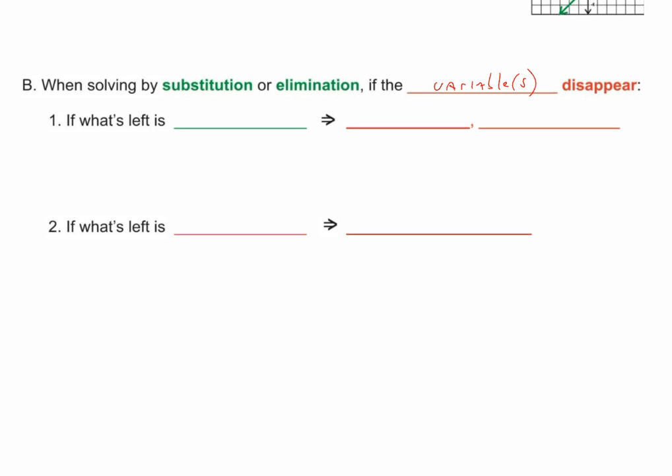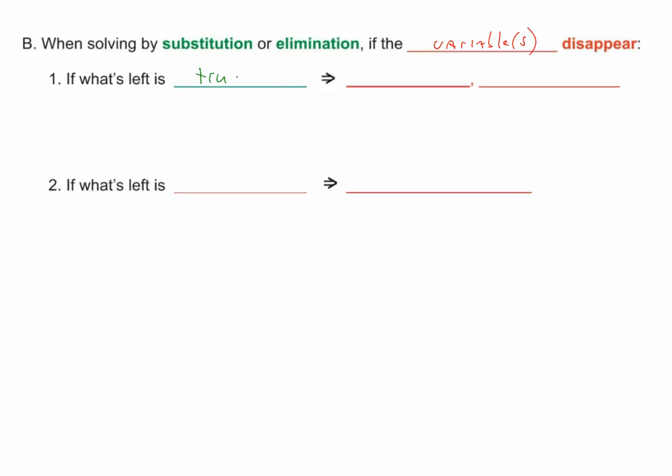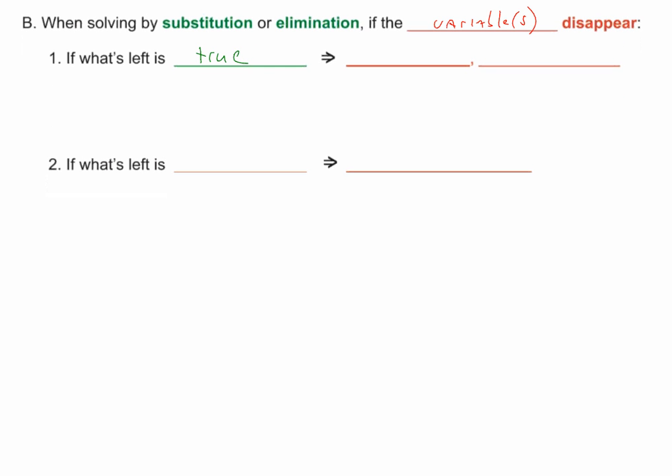It's really quite easy. If what's left is true, for example, your variables disappear and what's left is like 7 equals 7. Is that true? That's true. Your variables disappear and what's left is like 0 equals 0. Is that true? That's true. You only have numbers left. If what's left is true, which one do you think it would be? Consistent and dependent or inconsistent? Well, if you're smart, you can see there are 2 blanks there. So hopefully you say consistent and dependent.